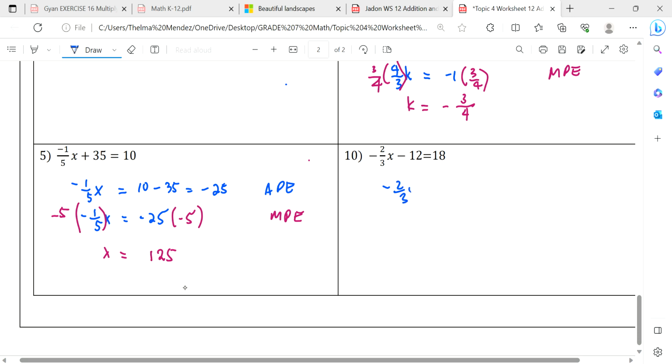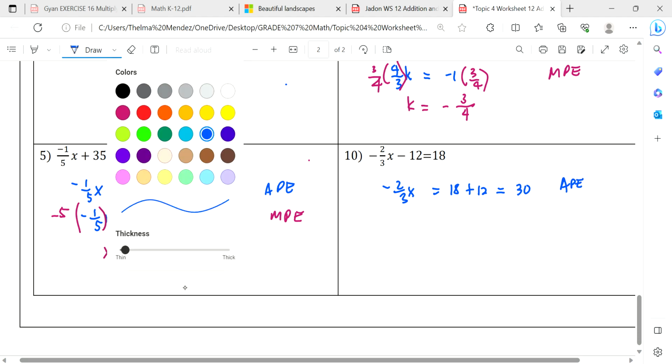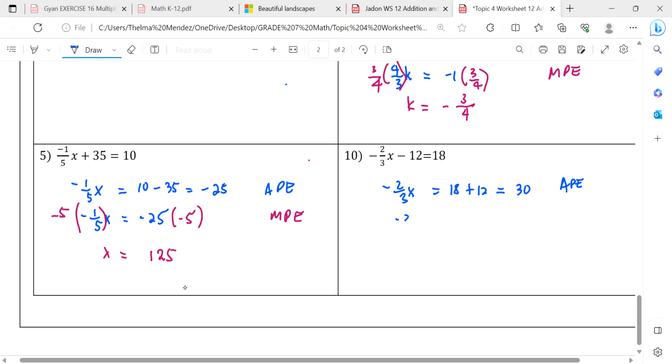Okay, for the last number, we are repeating the same procedure. Negative 2/3 x equals 18 plus 12. And 18 plus 12 equals 30. So this is by APE, addition property. Now I'm going to rewrite so you can see clearly. So it's equal to 30.